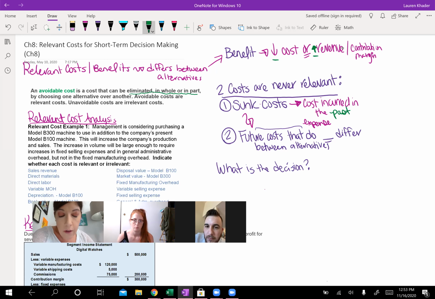So when you purchase a vehicle, the amount that you pay for that vehicle is a sunk cost, right? Because as soon as you drive that car off of the lot, the value is reduced. And when you're thinking about selling that car, how much you paid for it is really irrelevant. It's a sunk cost. A cost that we're used to seeing in the income statement that is a sunk cost is depreciation expense.